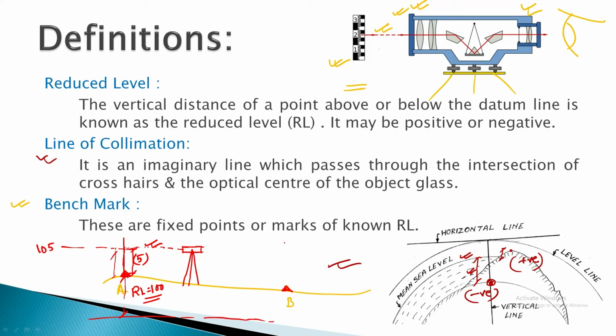Now we need to measure the RL of point B. So I will shift my staff over here and take the reading on this side. I will get another value, this particular height, suppose that is x. So what will be the RL at point B? That will be simply 105 minus x. In this way we can determine the reduced level with respect to some benchmark. That is why the benchmark is very important.